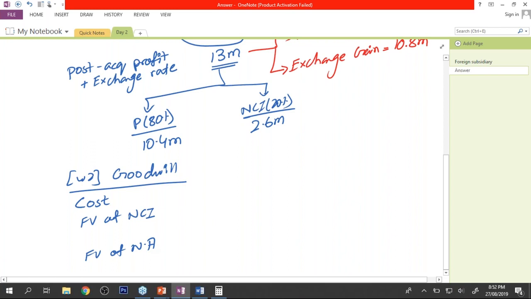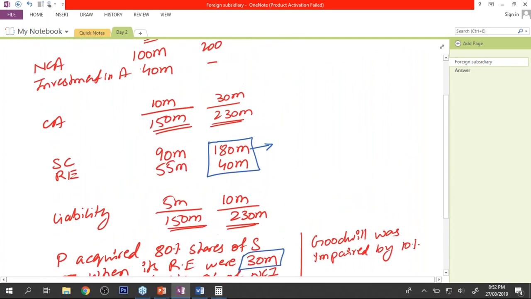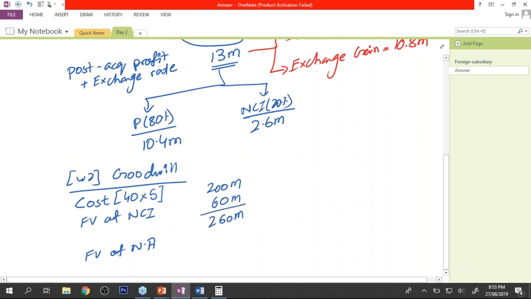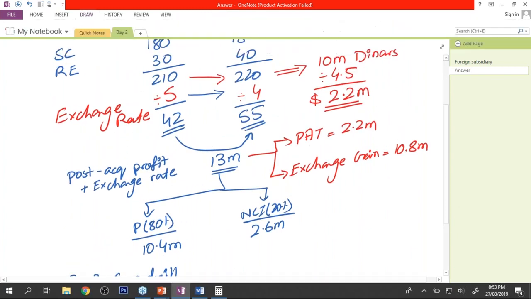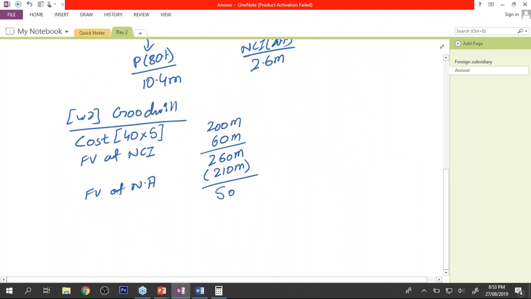The first thing is that we need to calculate the cost, NCI and the net assets, which means the goodwill, in the foreign currency. The value of the NCI given in the question was 60 million dinars, and the cost was given in dollars, $40 million. So the cost was $40 million multiplied by the exchange rate of 5, which gives us 200 million dinars. The NCI was 60 million dinars, so the total is 260, and the net assets at the date of acquisition were 210 million dinars. This gives us a goodwill of 50 million dinars.